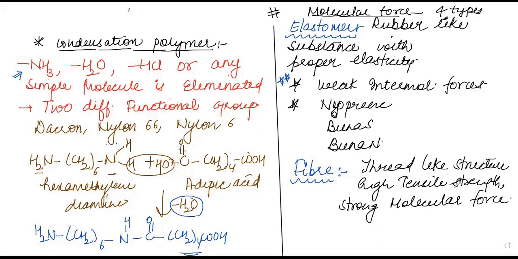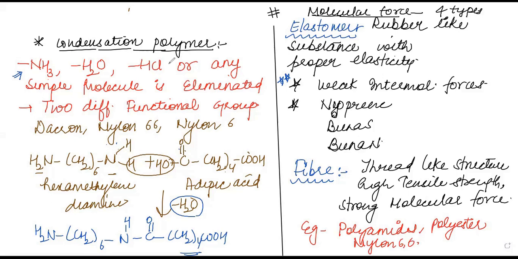It can also be asked in class: what is the difference between elastomer and fiber? It is just the molecular forces. Here it has weak forces, and here strong forces are present between the molecules. Please note down its examples. Examples are polyamides. All the polyamide and polyester polymers are fibers, for example nylon 6. Fine. So I think this is going to be okay for everyone.